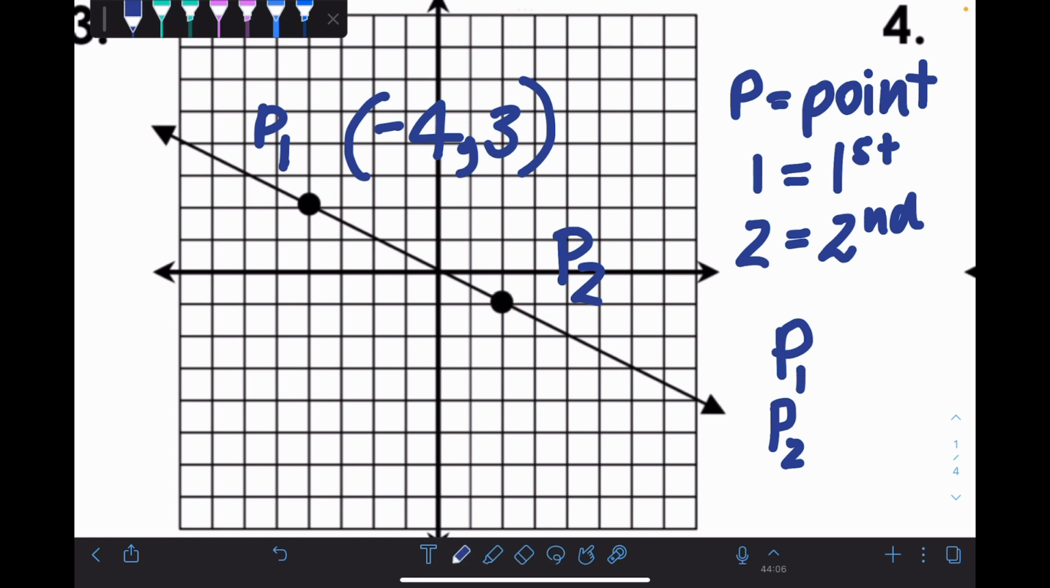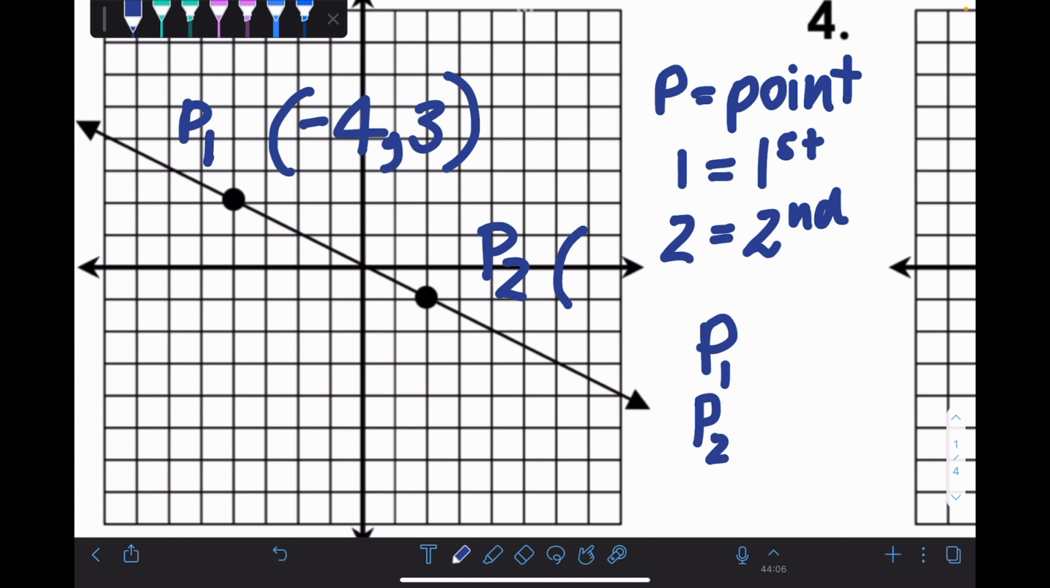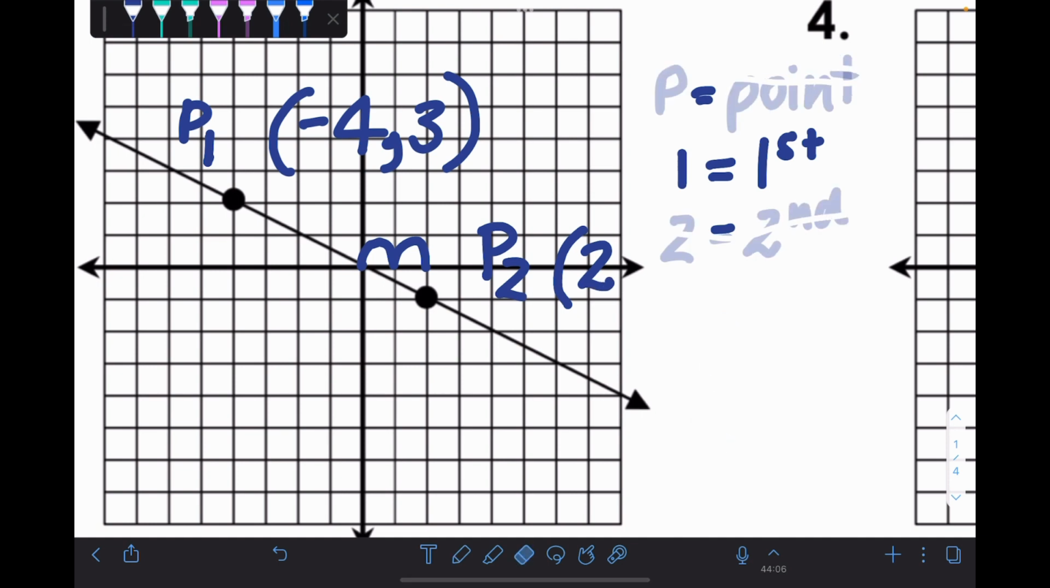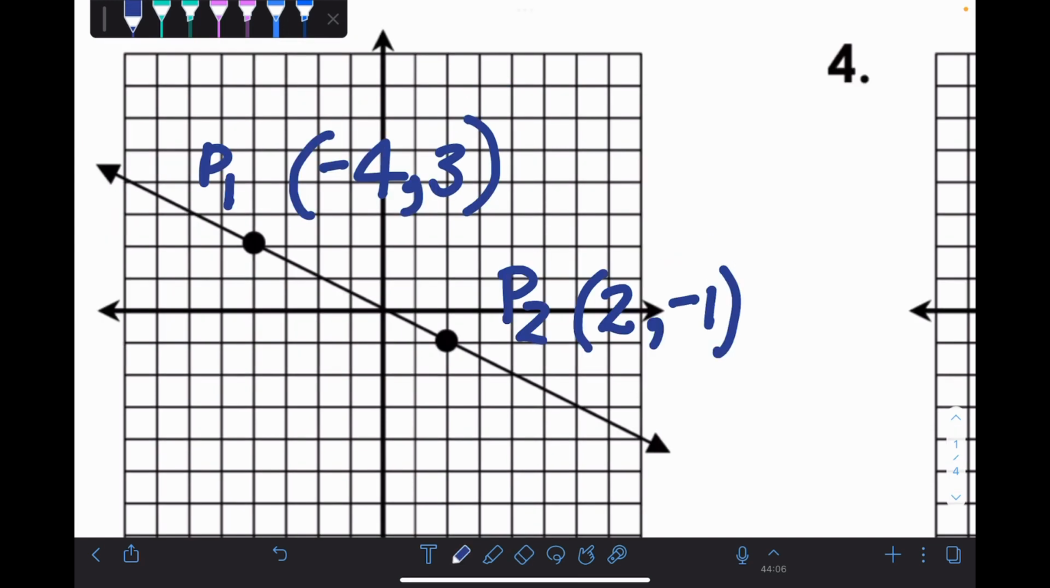So let's have a look. We're going to need to count our x's across first. So 1, 2 in the positive direction. Nice. 2. Oh gosh, I've got all this stuff here. Let's move this out of the way. Rub this out. All right. Now we're going to see how many across, up or down in our y axes. So downwards, negative, -1. Ta-da, done. We've got our 2 points here.